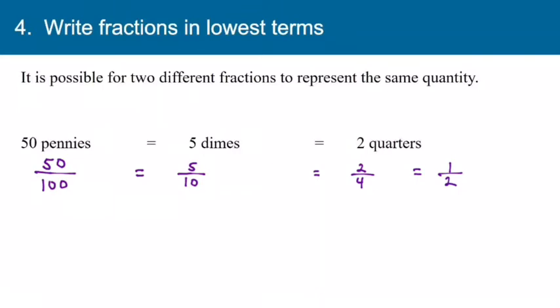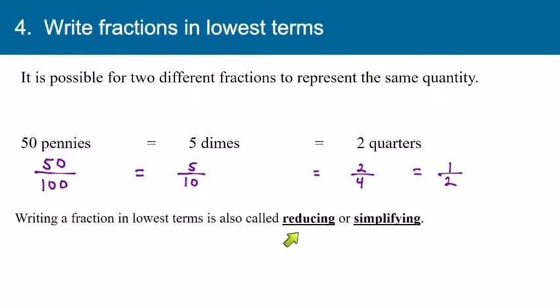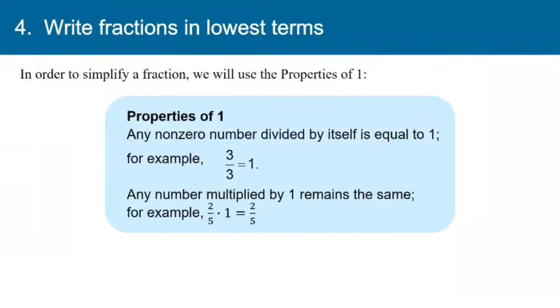1/2. Now remember, we talk about writing fractions in lowest terms, but we can also say we're reducing the fraction or simplifying the fraction. Both of these words mean the same thing as writing in lowest terms. Now, to simplify a fraction, we'll use what's called the properties of 1. So think about the number 1. Any non-zero number divided by itself is equal to 1. For example, 3 divided by 3 is 1.